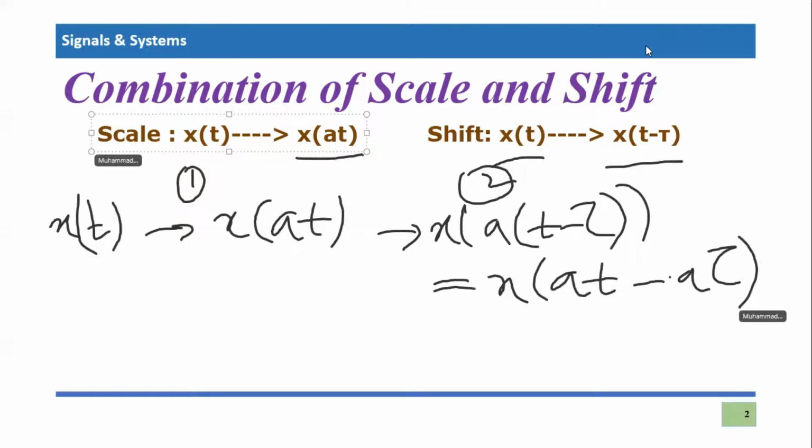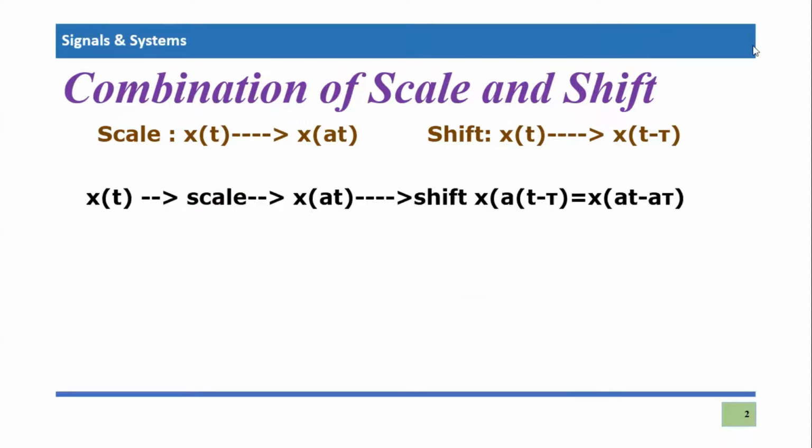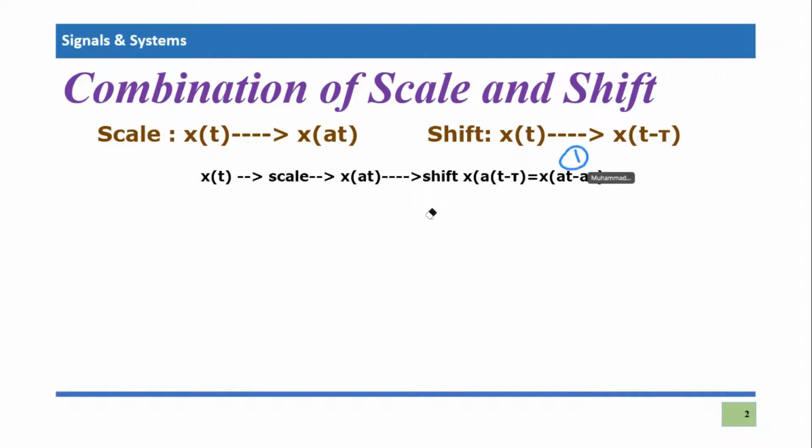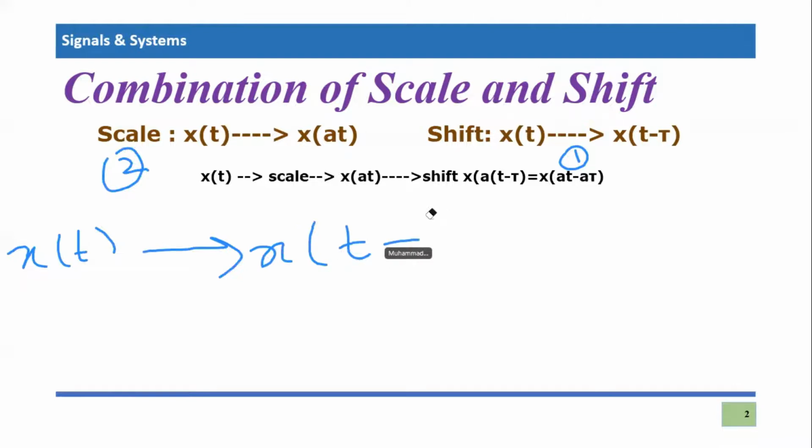That will be the final output of the time operations if we apply first scale and then time shift, right? So let me note it down: that was the output when we applied the scale operation first and then the time shift operation. Now the reverse: time shift first and then scale. Original signal is x of t. When we time shift it, it will become x of t minus tau.